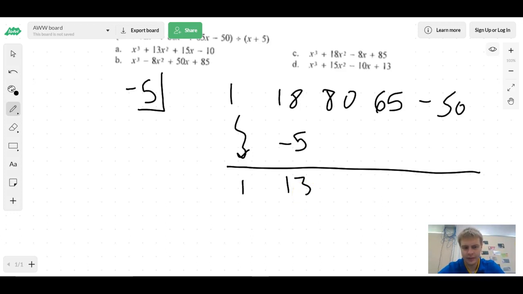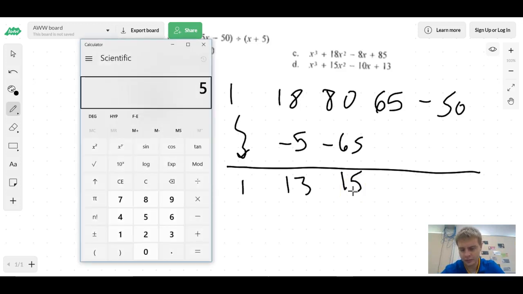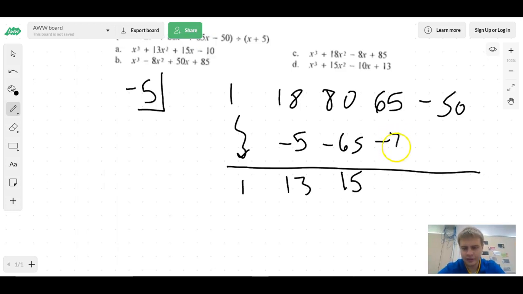Then I get, I think, -65. Then I get 15. And then I'm going to double check so I don't mess this up. -75, you get -10, which ends up giving you +50. And that gives you a remainder of 0.